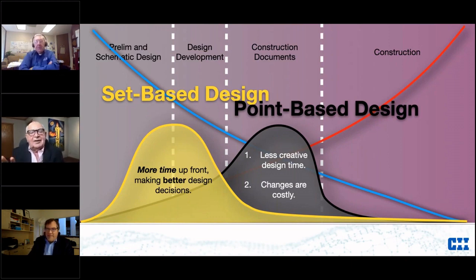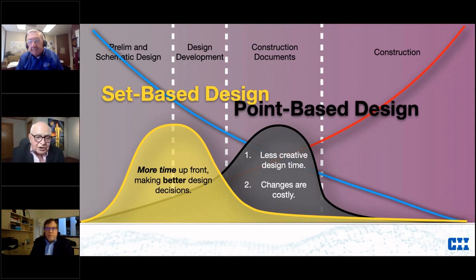The idea of set-based design versus point-based design, of target value delivery, of moving everybody up front: that yellow curve at the bottom is all the people in early preliminary and schematic design and design development. This is overlaid against the classic MacLeamy curve. The blue line is the ability to impact change, and the red line is the cost of making changes. The cost of making changes goes up dramatically the further you are in the process, and the ability to affect change goes dramatically down.